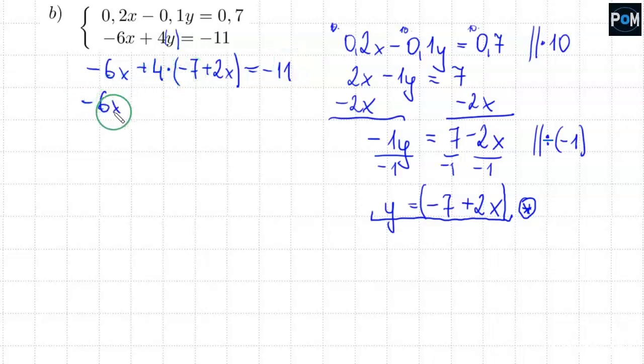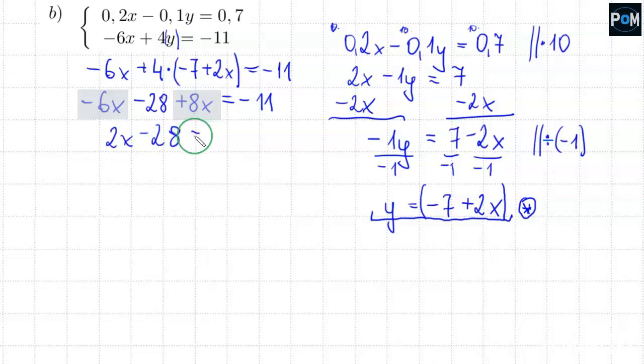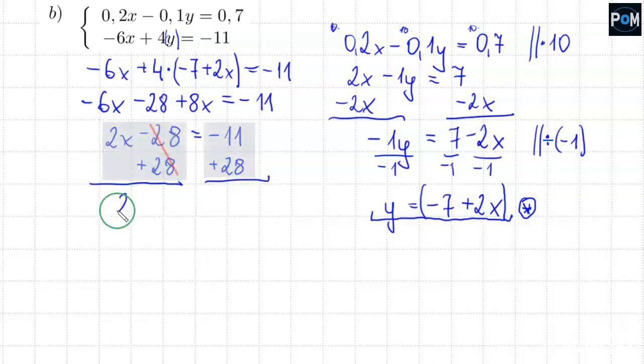Minus 6x stays the same. 4 times minus 7 is minus 28. 4 multiplied by 2x equals 8x. Equals minus 11. I reduce x's. Minus 6x plus 8x results in 2x. Minus 28 equals minus 11. I add 28 to both sides of the equation, plus 28 here and here. When reduced, it's 2x equals 17.